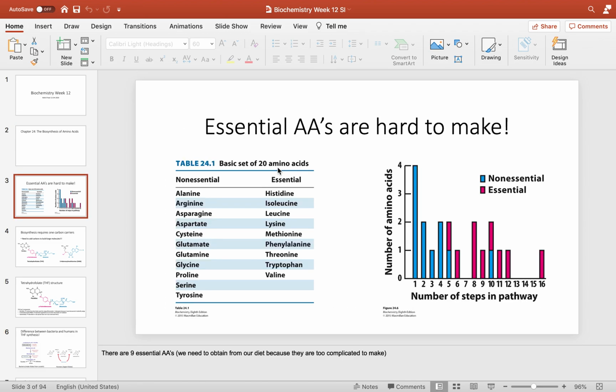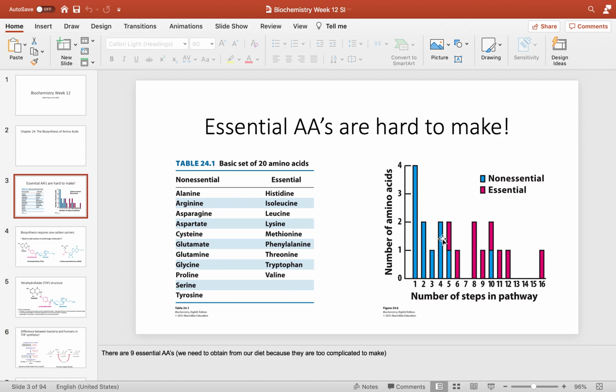The first part I want to go over is the difference between essential and non-essential amino acids. So on this table on the left we see that there are 9 essential amino acids, and essential amino acids are amino acids that our body cannot synthesize by themselves, so we require them to be given by diet.